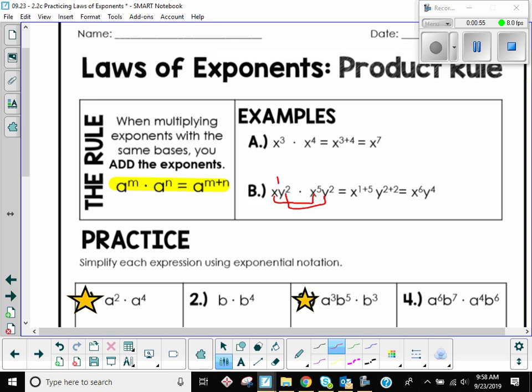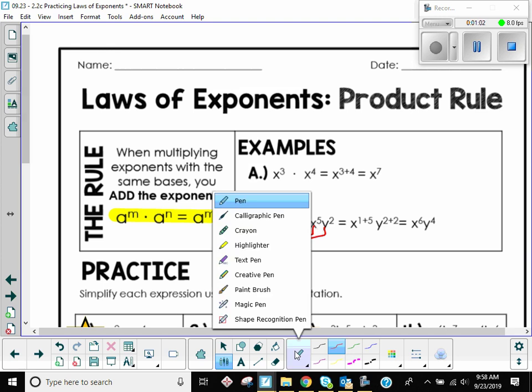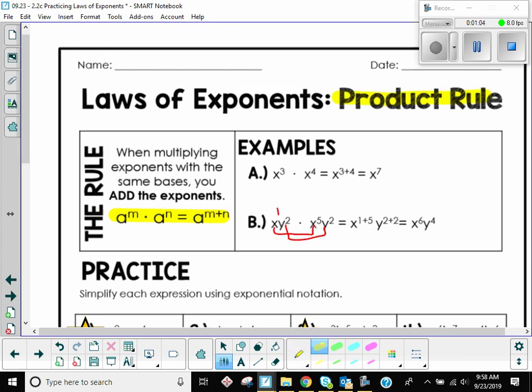And we talked about that on Friday. What's the name of this rule? Find it on your paper. What is it called? Product. What does product mean? Multiplying. What's being multiplied here? The bases. We're multiplying the bases. They're the same. That means you add the exponents.